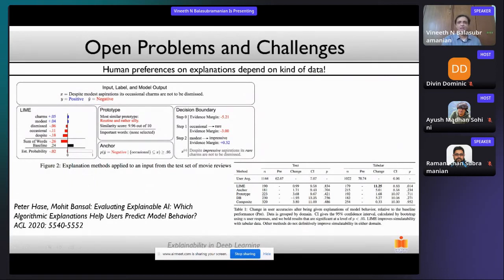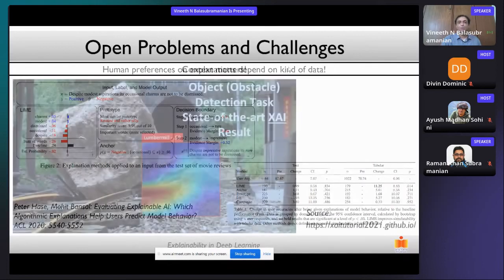That perhaps brings me to this next point. There was an interesting paper published in ACL of 2020, which said that human preferences on explanations depend on the kind of data. So if you give me an image, the kind of explanation I may ask for may differ from an explanation for tabular data. How you adapt explanations to different kinds of data still remains an open problem.